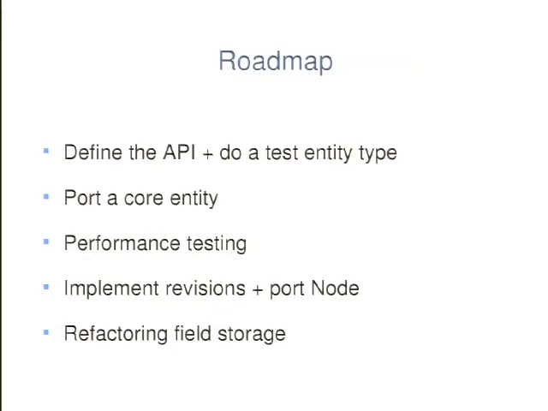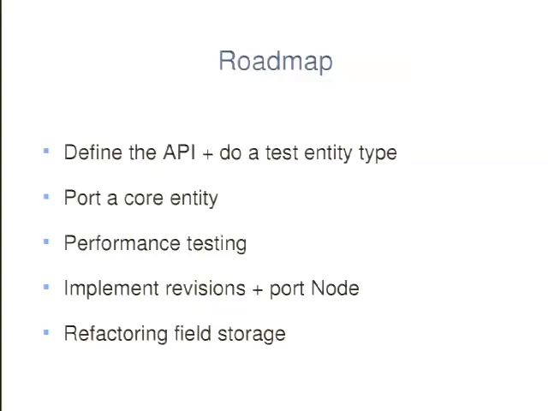We can argue about some of the details of how the API should look, how we want to use OO, especially because it's PHP 5.3. There are some interesting changes in how you can use, for example, class methods in PHP 5.3 versus 5.2. That means we might refactor some of the existing code. But the interesting part comes when we start porting core entities. So the idea is we would set up a parallel system, so it would work for a custom entity, and then we would start porting core entities one by one to this new API.